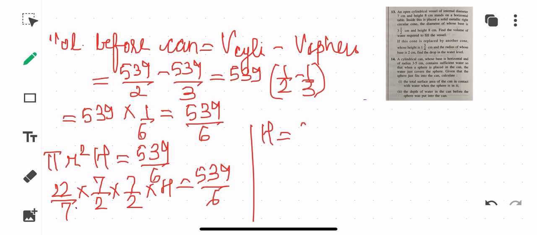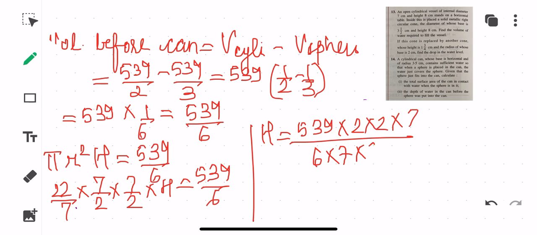So h is coming out to be equal to 539 into 2 into 2 into 7 divided by 6 into 7 into 7 into 22. Okay, so upon dividing, how much we are getting, children? This is getting cancelled, this is going 3 times. Okay, what else can get cancelled, children? If you see, this is coming out to be, okay, this is going 11 times.